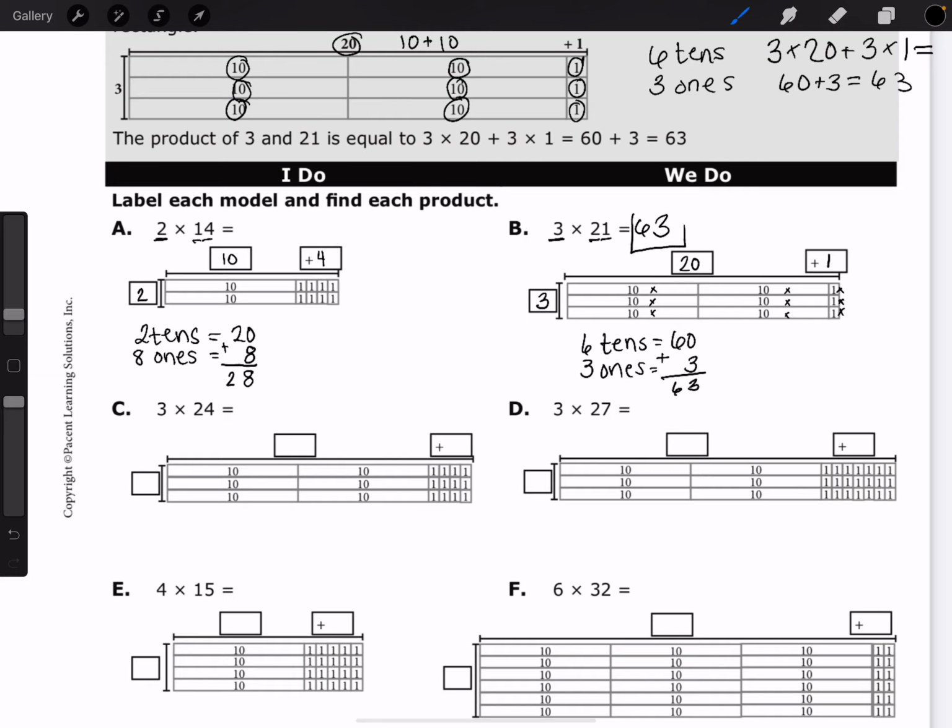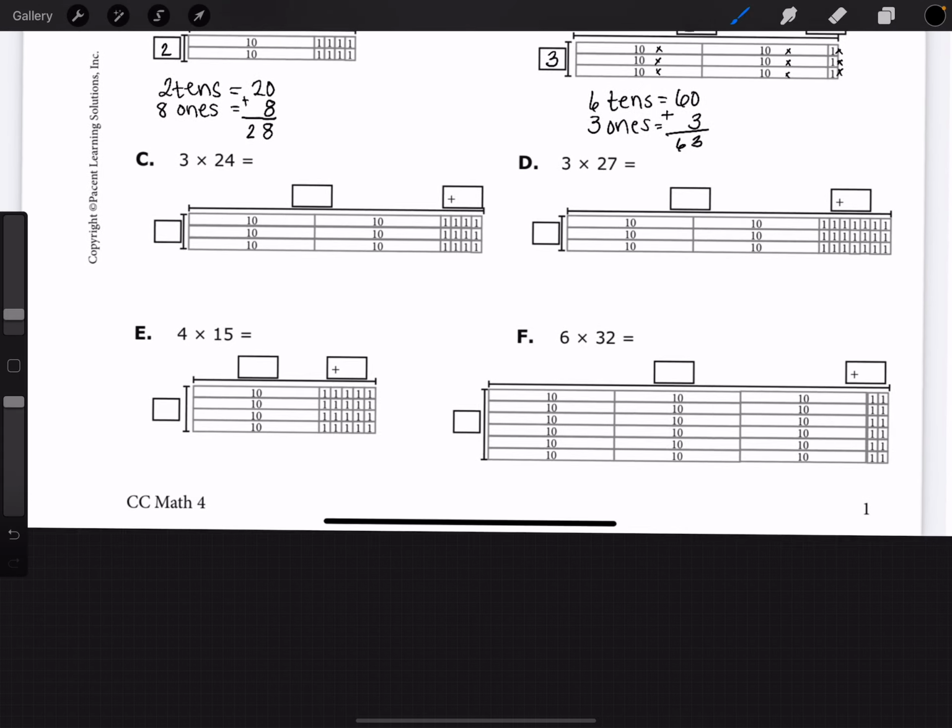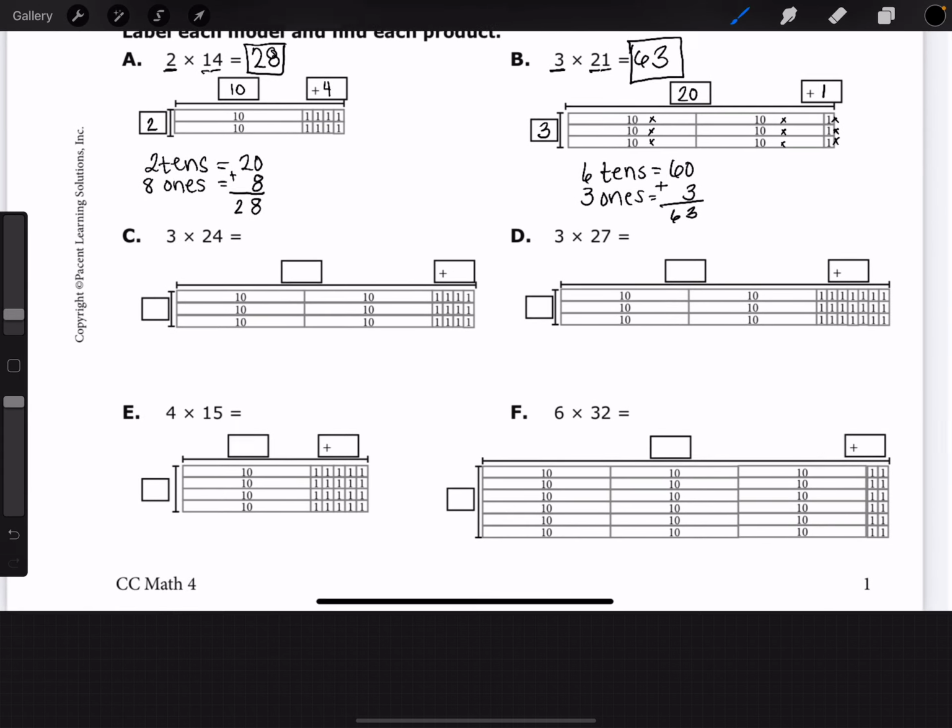I'm going to put a box around it just so I know that that's what I got. Oh, I got to go back to letter A and put my product in. I forgot about that. Silly Mrs. Boynton. Okay, so now we're going to go down to C.